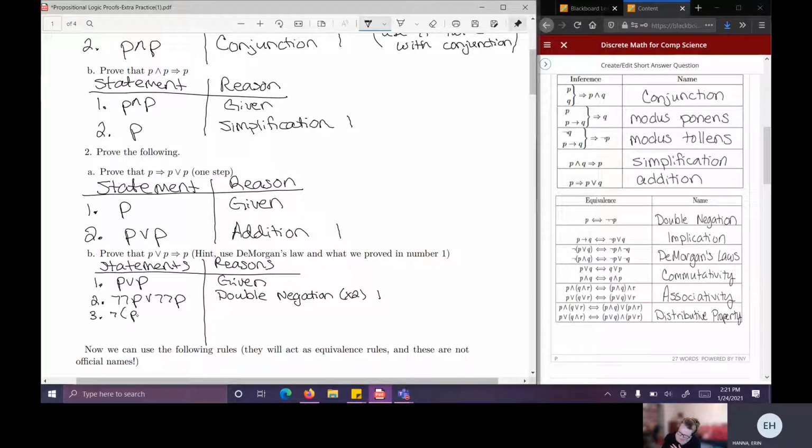But remember, sorry, I wrote it wrong. So you'd have not p. And remember, with De Morgan's law, once you pull that negation out, it switches the sign. So that would be De Morgan's on line 2. And then notice that we have not p or not p. It's the same thing. Sorry, that's an and. Not p and not p.